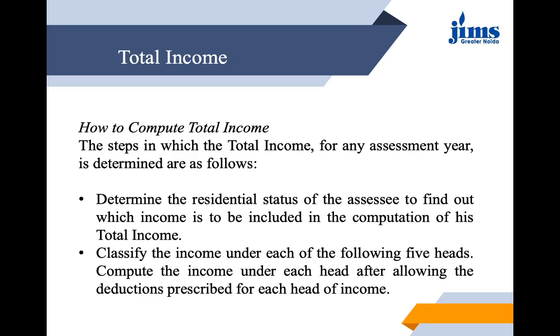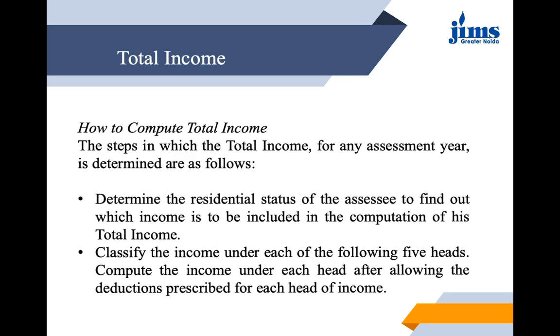Then we classify income under all the 5 heads and compute the income under each head. After giving the deductions, we are able to obtain the total income. Quite simple. We see the residential status, we calculate income under 5 heads, give the deductions under section 80C to 80U and obtain total income.